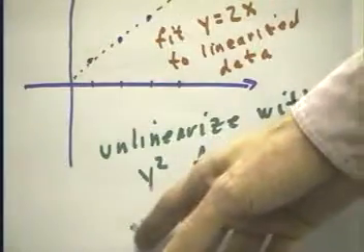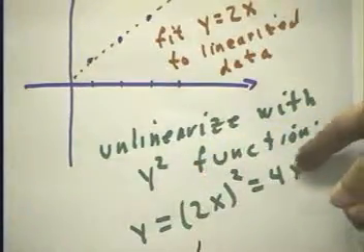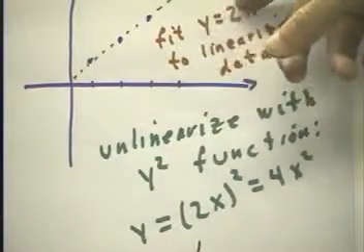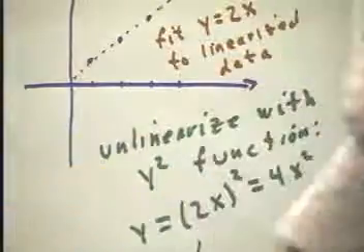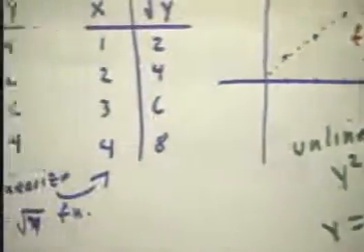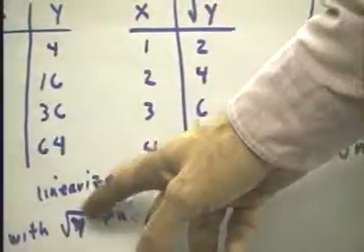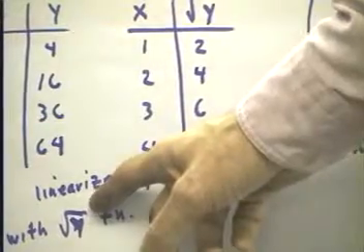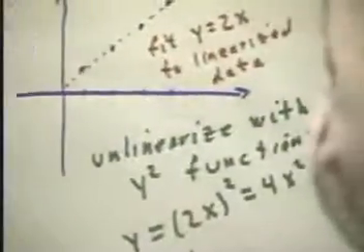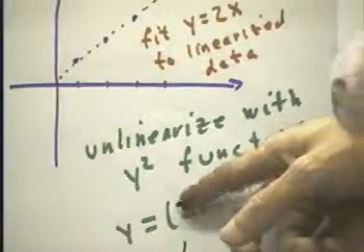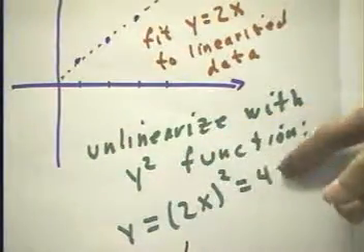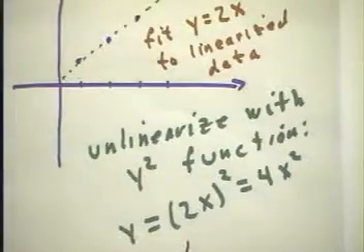So y equals 4x squared is what we get when we unlinearize the y equals 2x function using the inverse of the function that we linearized it with. Okay, the square root of y function linearized it. What's inverse to that function? Y squared. If we apply y squared, squaring all our y's, which are equal to 2x, we're going to get 4x squared. Okay?